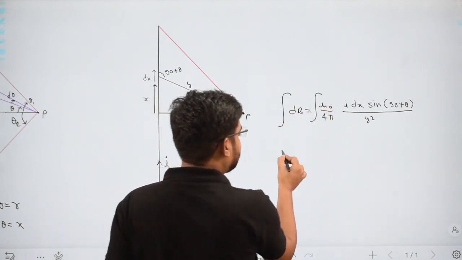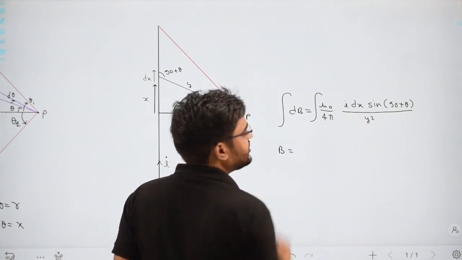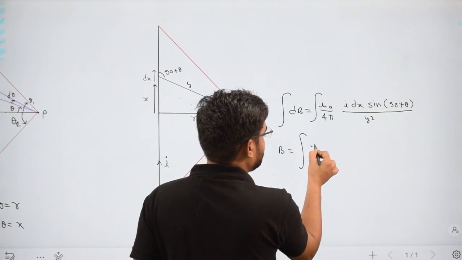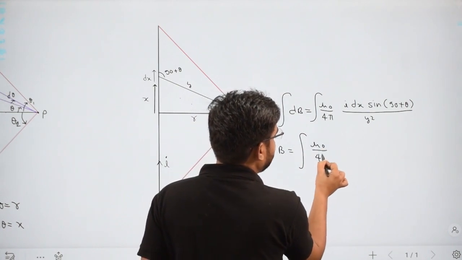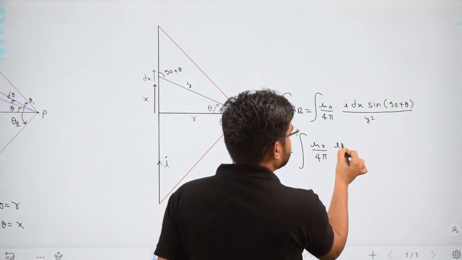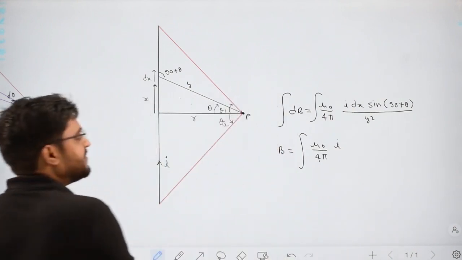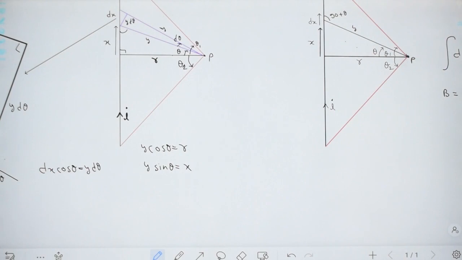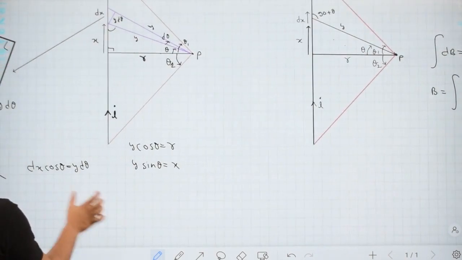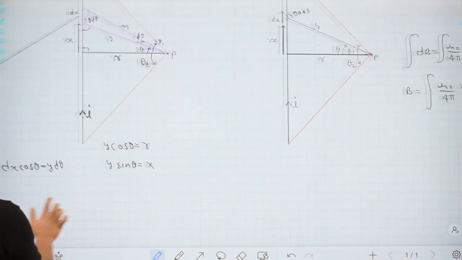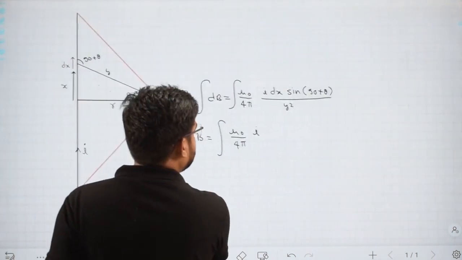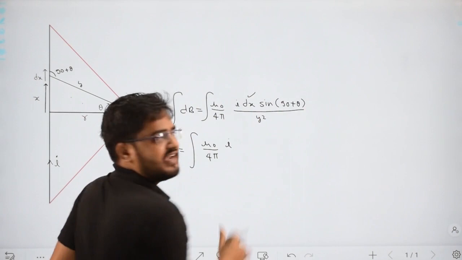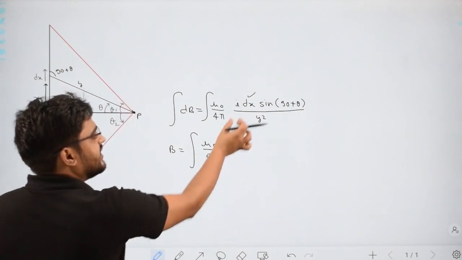So I'll say the total magnetic field is nothing but the integration of this. Now in this we'll put some quantities. First it is the integration of mu naught upon 4 pi, that's a constant. Now I is also constant. What about dx? Remember the dx we got here. The dx is nothing but y d theta by cos theta, right? Or dx cos theta we can directly write as y d theta. If you come over here, this is my dx and sin 90 plus theta is cos theta. So this is dx cos theta.